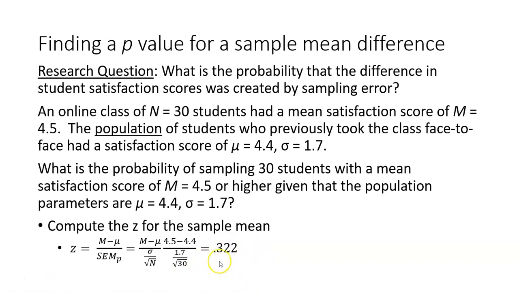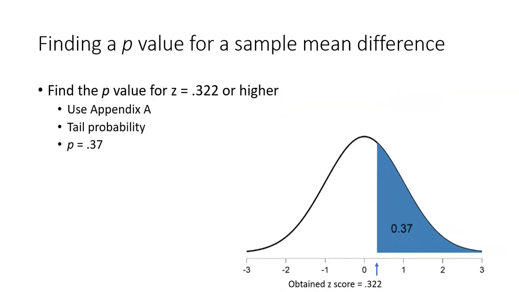This z-score of 0.322, of course, has a p-value associated with it, and we need to find that by using Appendix A. We can do that pretty straightforwardly, just like we've always done. We draw our little curve, make sure we center a z-score of 0 under the peak, and then we can go plus 1, 2, 3 on the right, and minus 1, minus 2, minus 3 on the left. Locate where 0.322 is. This is our z-score, 0.32.